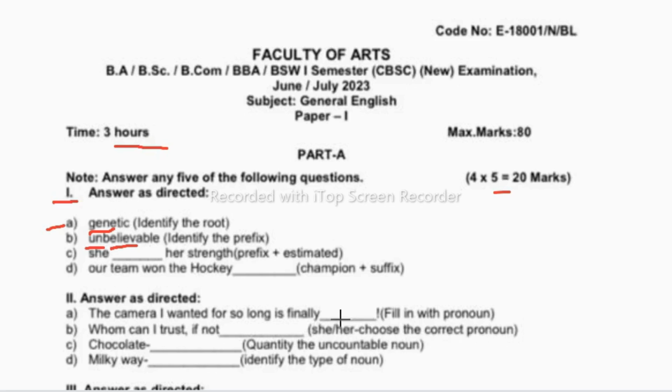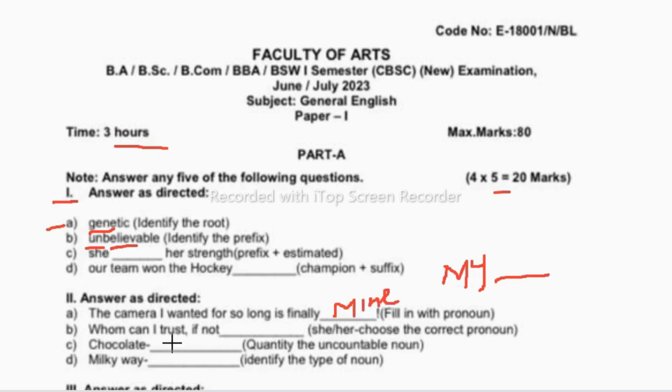Here we cannot write 'my' because I have already explained in my videos. You can watch the videos on pronouns. If you write 'my', it is an adjective, and you need to mention a noun after it, but here we need a pronoun. So it's 'finally mine'. Here you have to show the possessive pronoun.